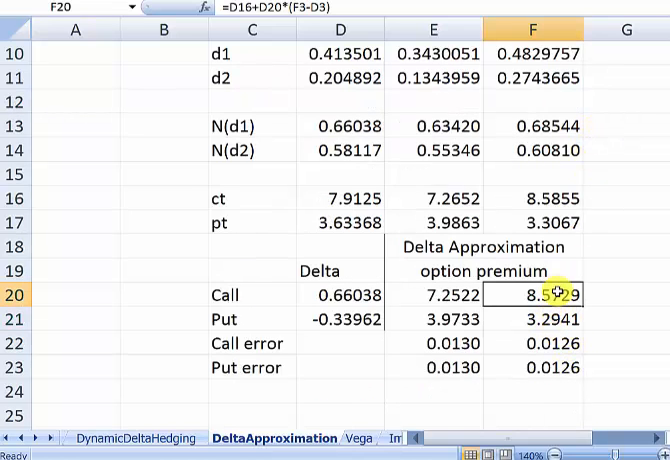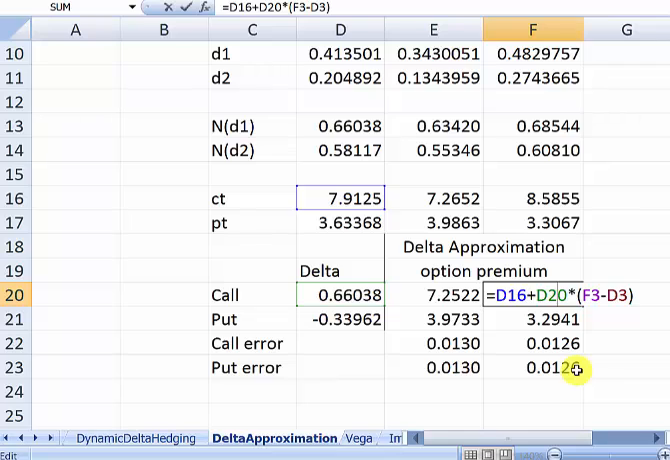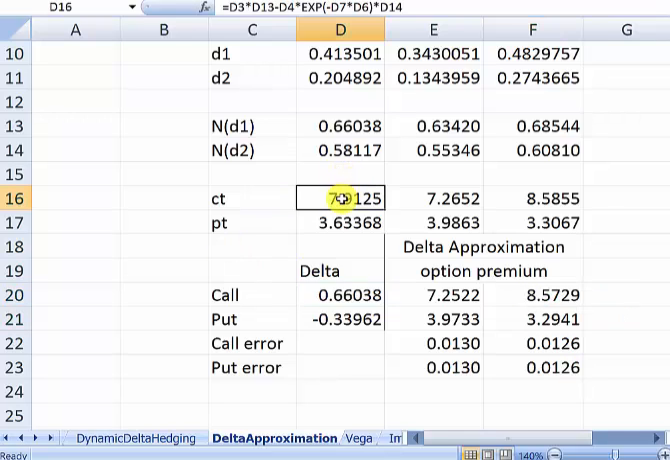And again, we still can do this approximation, same as before. It's the delta times the change in the underlying price. Right? This is increased by $1. So basically, $7.91 plus 66 cents. You got $8.57. Here for the put, it will be $3.63 minus 34 cents. You got $3.29.